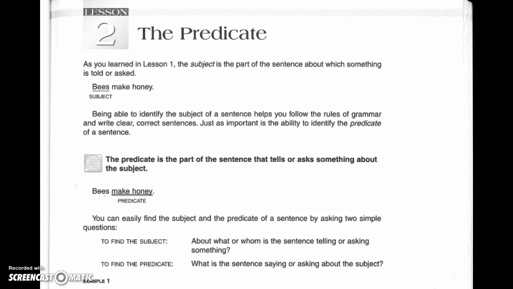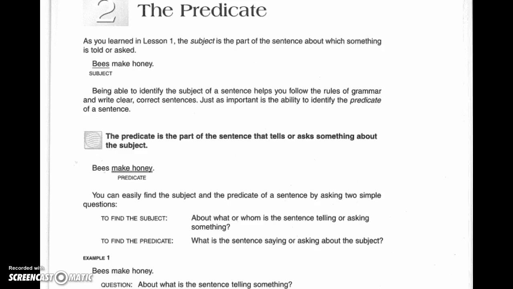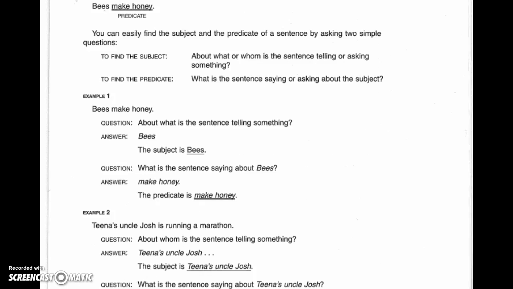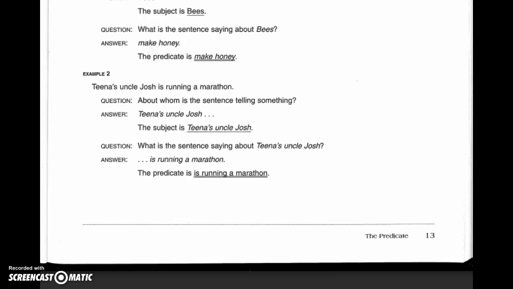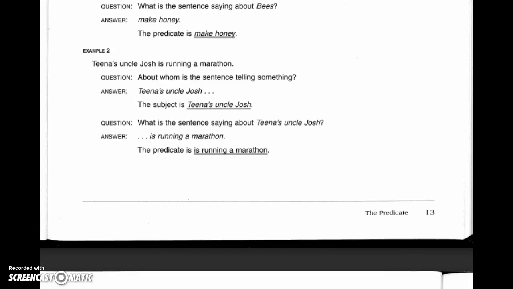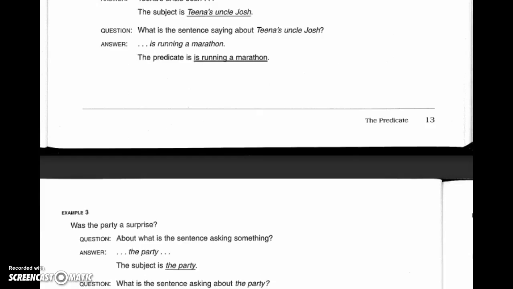So you can really find it by just asking any one of two simple questions. About what or whom is the sentence telling or asking something? Or what's the sentence saying or asking about the subject? I'm scrolling through and I'm going to reveal the first couple of exercises. Basically, they're going to want you to find the full predicate.